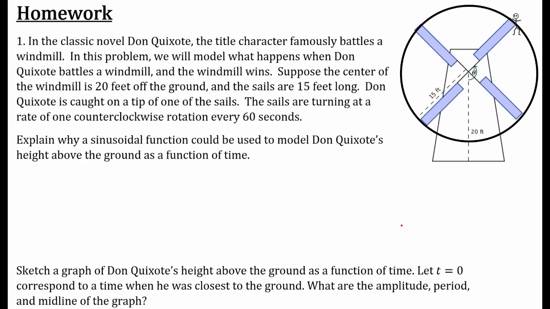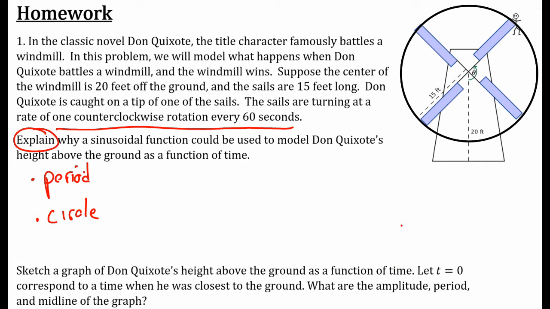So explain why a sinusoidal function can be used to model Don Quixote's height. Well, the dead giveaway that we're going to use the sinusoidal function is the fact that it's periodic. It has a period, this function. The period is 1 counterclockwise rotation every 60 seconds. So it takes 60 seconds to go 1 full rotation around the circle. And also the fact that we're spinning around a circle. So your explanation, which should be a complete sentence, should talk about the function having a period of 60 seconds and the fact that we're modeling the height of a circle. And we know when we're modeling the height of a circle, clearly a sine function or a cosine function should be used.